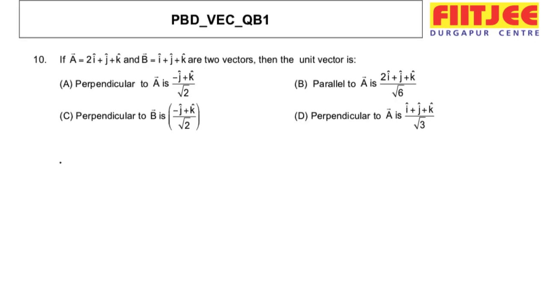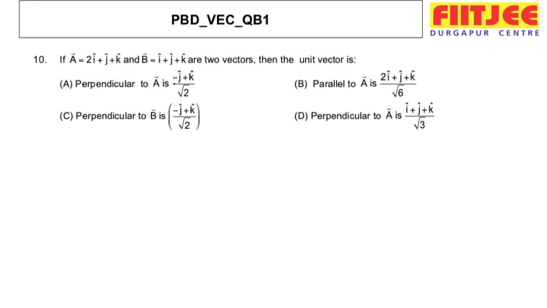This question says if A vector is 2i plus j plus k and B vector is i plus j plus k, then the unit vector is. So there are four options. The first option says perpendicular to A vector is this, the second is parallel to A vector is this, the third option is perpendicular to B vector is this, and the fourth option is perpendicular to A vector is this.